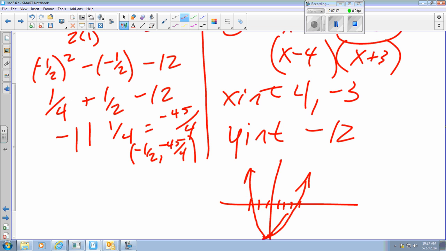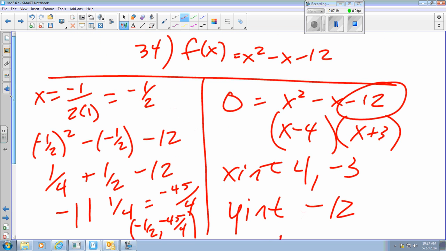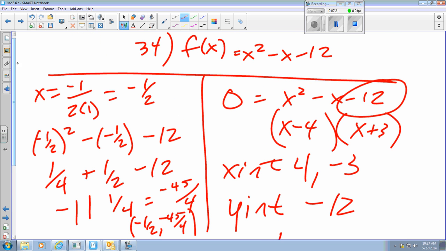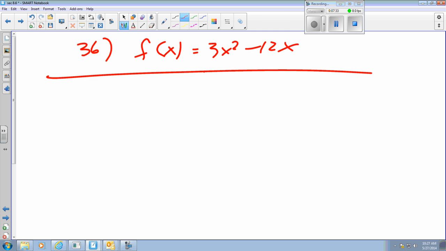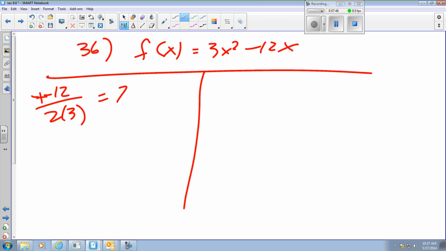Next one we're looking at is 36. I have f of x equals 3x squared minus 12x. Again, two terms here, no c term. I'm going to go with negative b over 2a: 12 over 2 times 3, so positive 12 over 6 gives me 2.